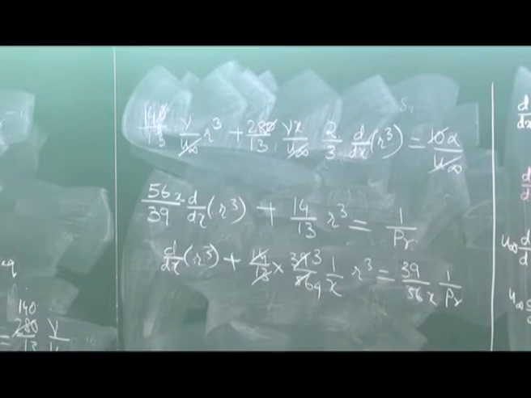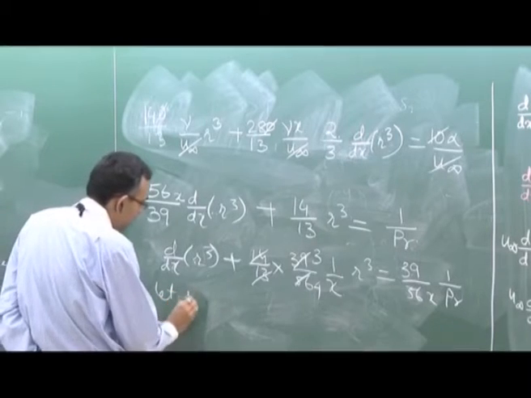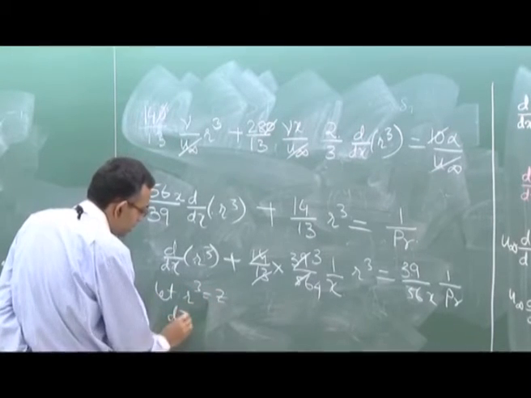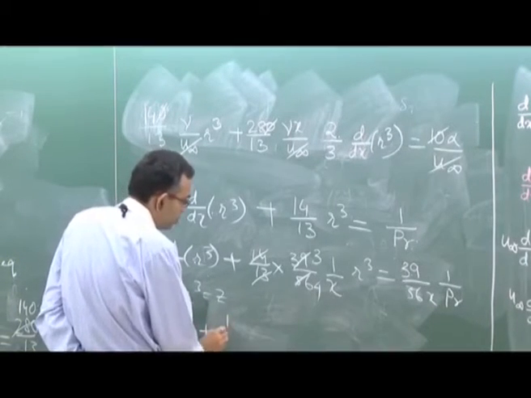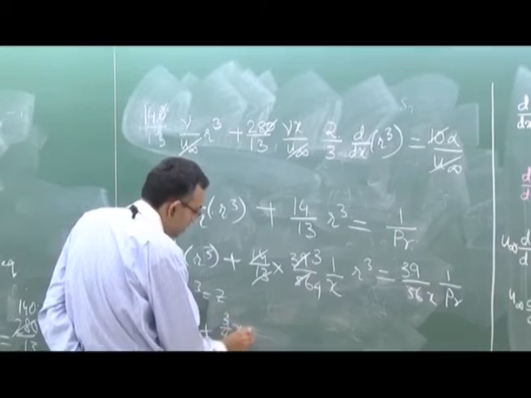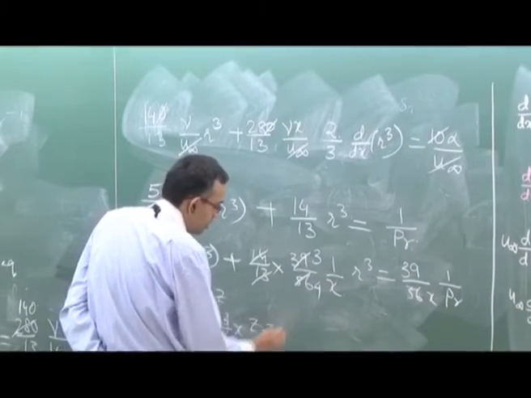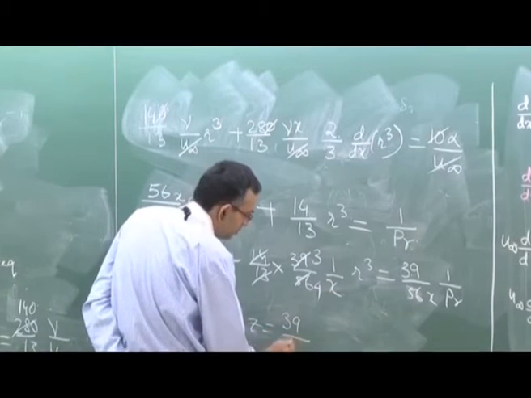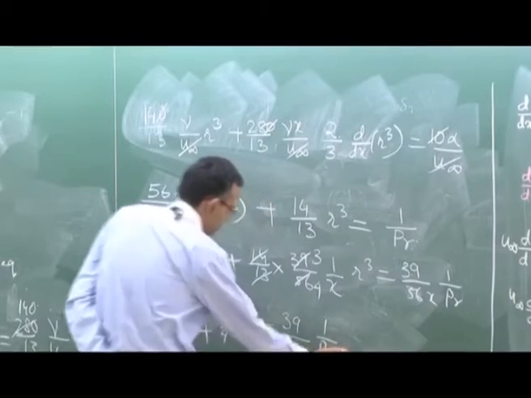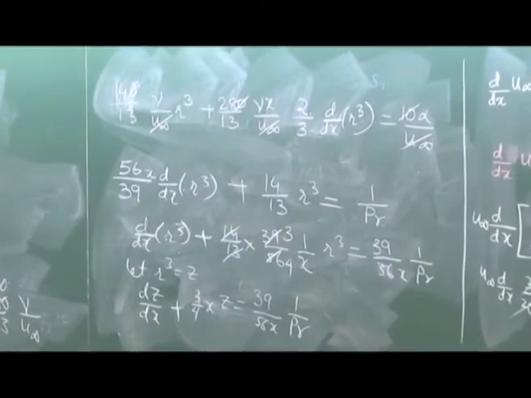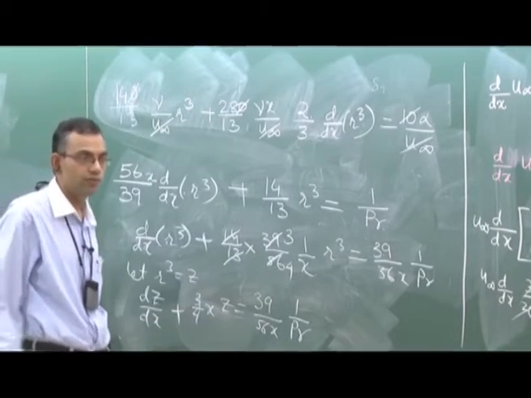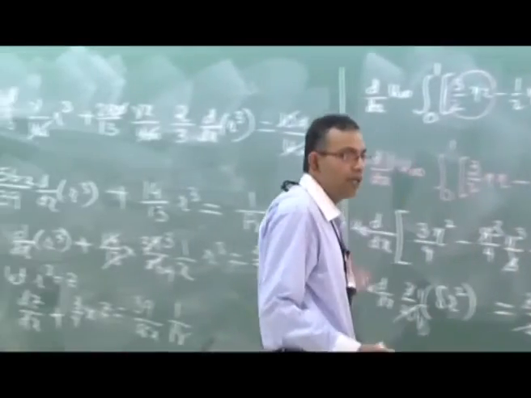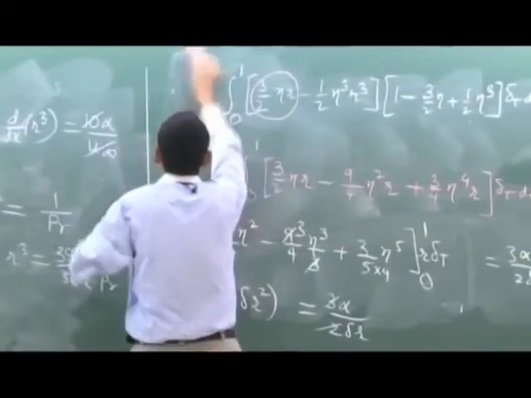Okay. So this equation, if you take, let r cube equal to z, this equation you can write dz dx plus 3 by 4 x into z is equal to 39 by 56 x into 1 by Prandtl number. So this equation is of the form dy dx plus py is equal to q. So the solution of this equation relies on multiplying with the integrating factor. So let us identify the integrating factor.